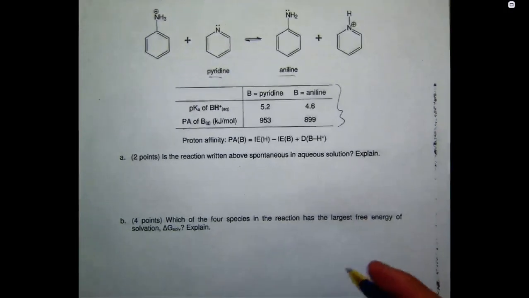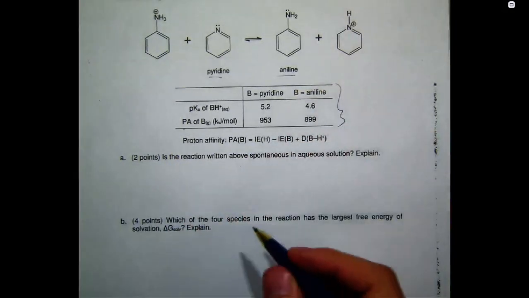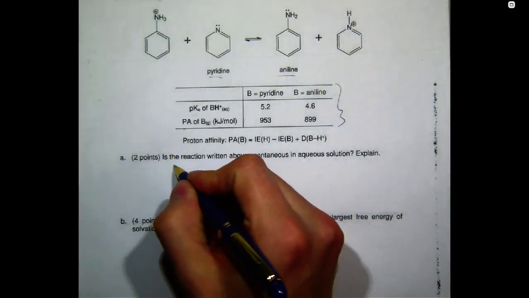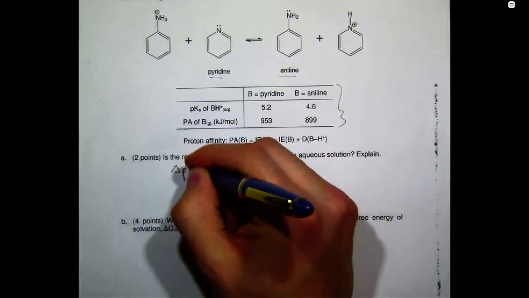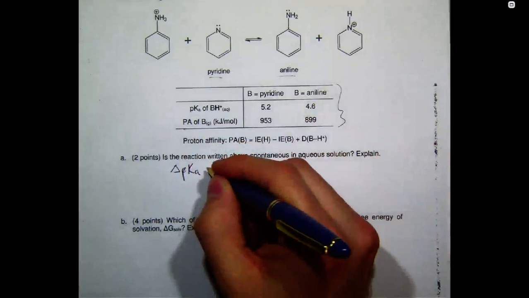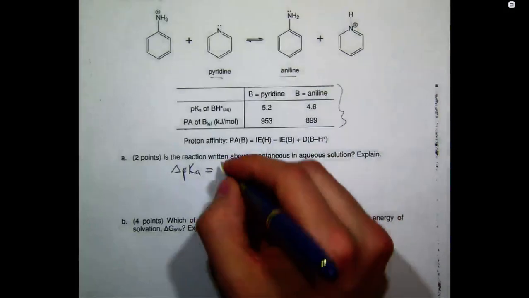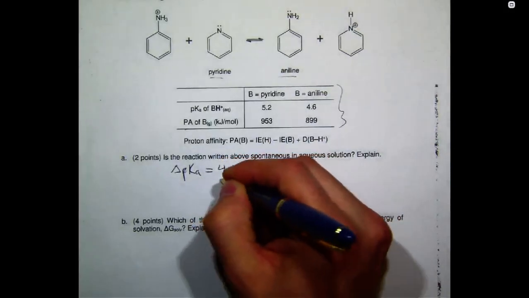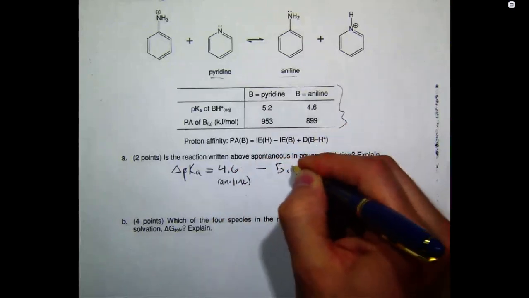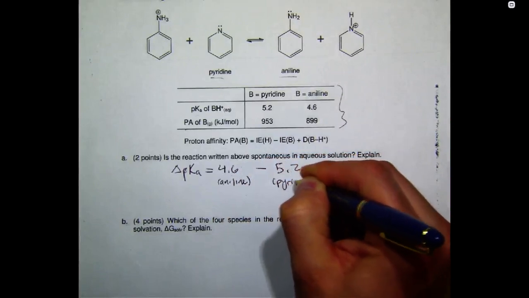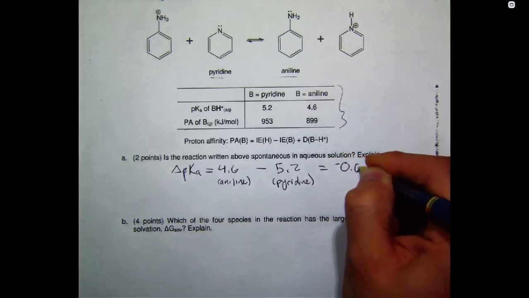So the first thing we have to decide is whether the reaction between pyridine and aniline is going to be spontaneous as written in aqueous solution. So many of you attack this problem by using the data given to figure out the delta pKa, and that's the right way to think about this. But you have to make sure to set it up in the right direction. So the delta pKa is going to be the pKa of the product, that's aniline, minus the pKa of the reactant, that's pyridine. And if you do the math out, that comes out to negative 0.6.